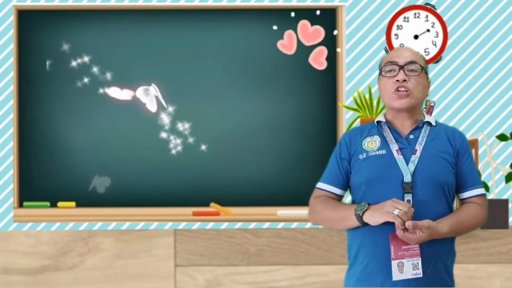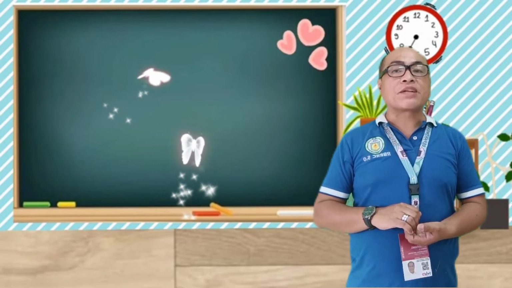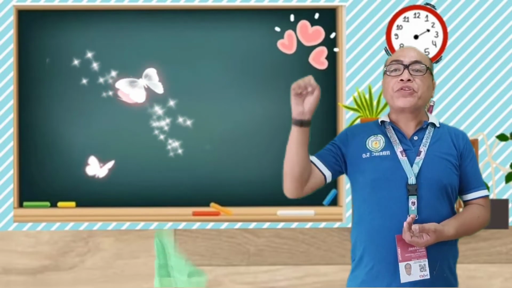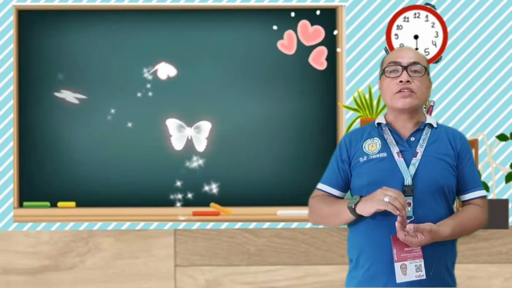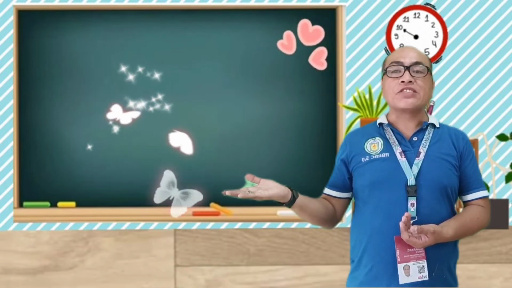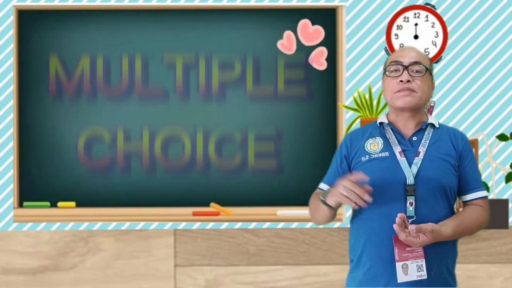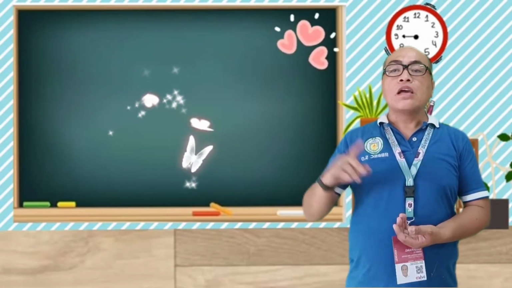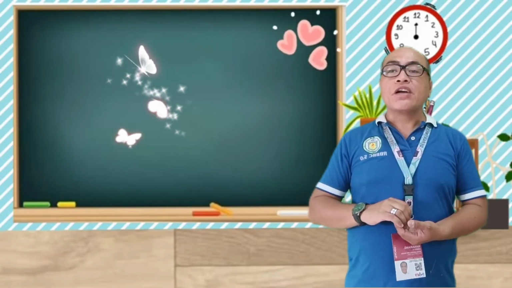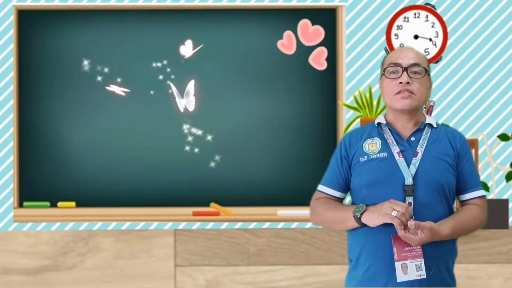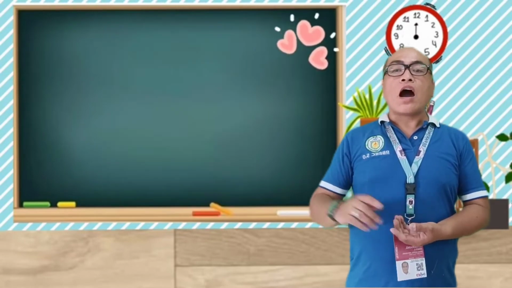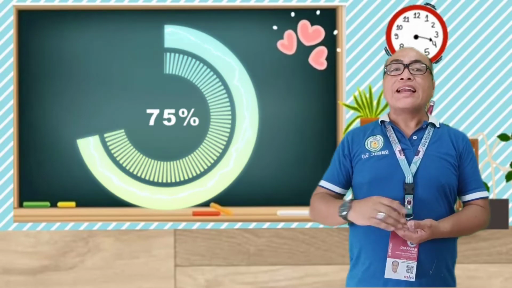Now, we have already discovered the mechanisms that produce change in populations. If you really understood our lesson, let us evaluate your understanding by answering this multiple choice activity. Choose the correct answer from each question. Bring up your pen and quiz notebook. Are you ready? Let's begin.